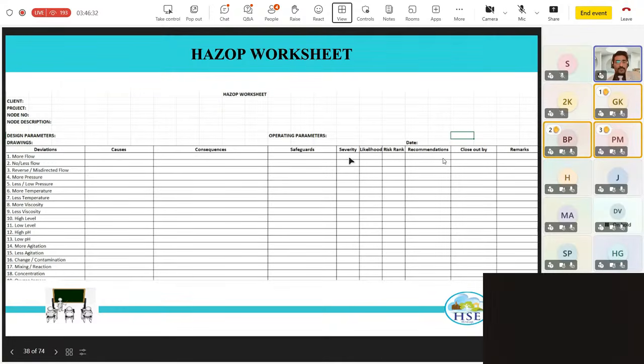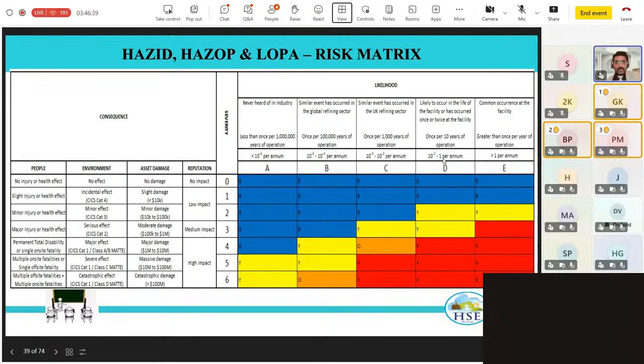Severity is again a client-specific definition based on your risk matrix. I will just take you to the risk matrix. This is your risk matrix. Now this changes from client to client, location to location, industry to industry. What you see here is a 6x5 matrix. Many times it is a 5x5 matrix where you have severity as 5 and likelihood as 5. So here you have your severity.